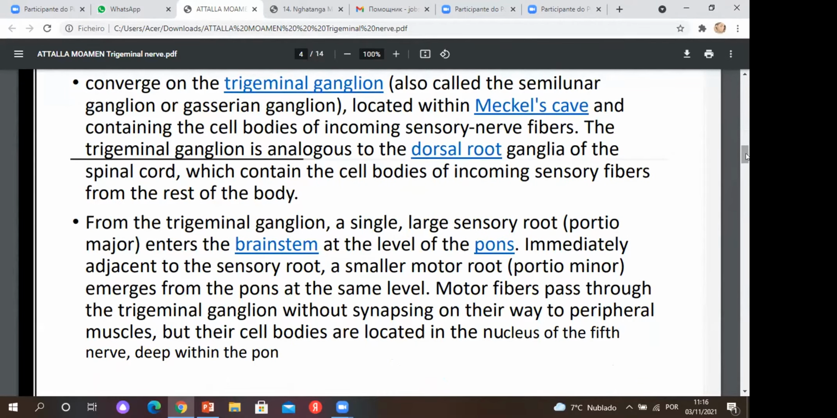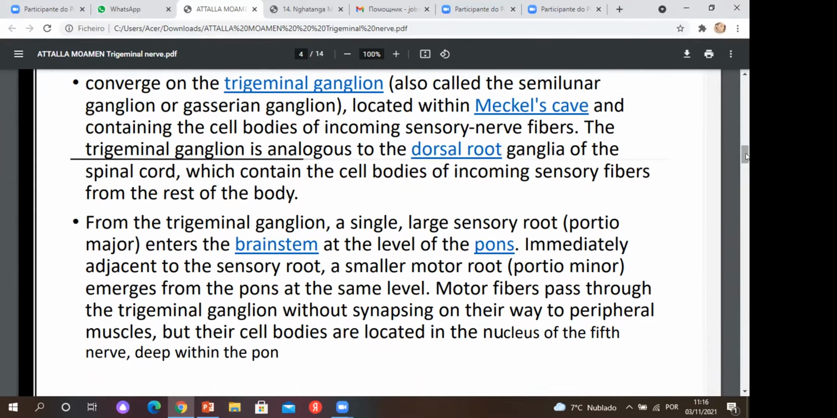The trigeminal nerve also has the trigeminal ganglion, also called the semilunar ganglion or Gasserian ganglion, located within Meckel's cave and containing the cell bodies of incoming sensory nerve fibers. The trigeminal ganglion is analogous to the dorsal root ganglia of the spinal cord, which contain the cell bodies of incoming sensory fibers from the rest of the body.